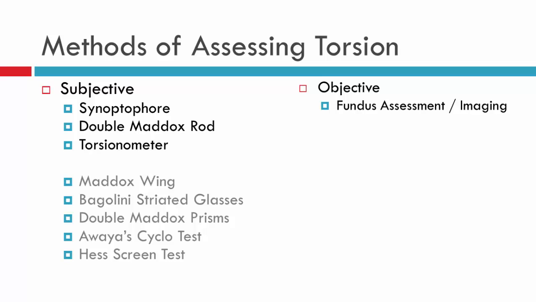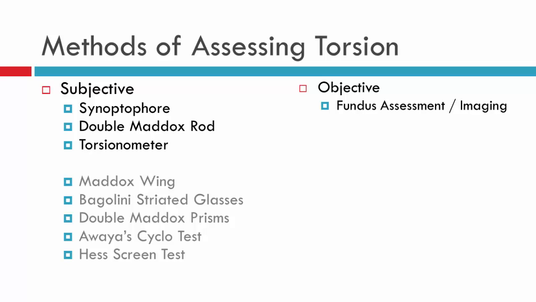Now, here on the left-hand side, we can see a list of tests that you can utilise to measure torsion that are subjective. And the first three, the Synoptophore, the double Maddox Rod and the Torsionometer, are what this video will focus on. Now, that's not to say that these are the only tests. You can also measure torsion with the Maddox wing, Bagel-Illustrator glasses, double Maddox prisms, a Weyer cyclotest and the Hess screen. However, these are less utilised in Australia to measure torsion, and the most commonly utilised test to measure torsion is actually the double Maddox Rod.